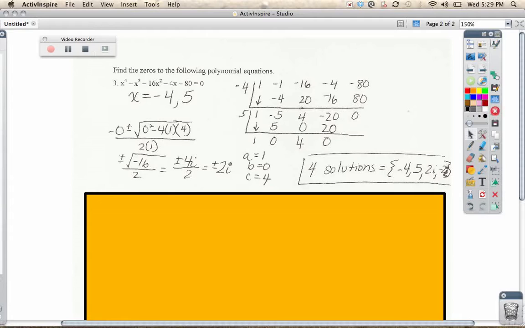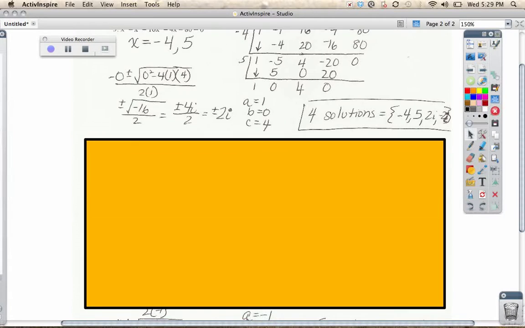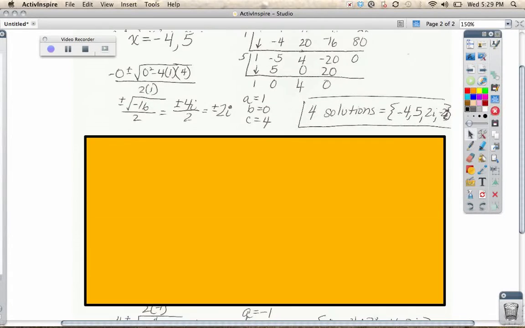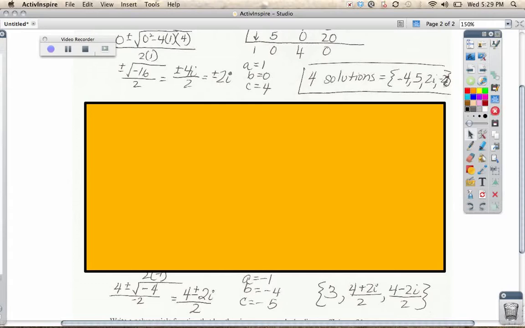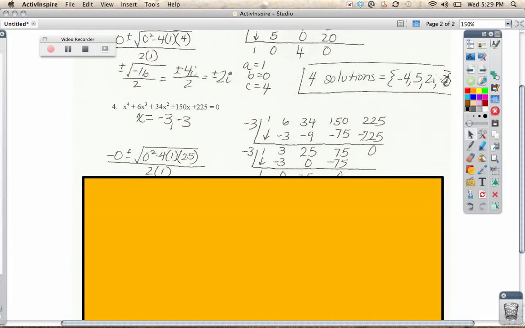So you bring down the plus or minus and you take the square root of -16 over 2, which gives you plus or minus 4i over 2. 4 divided by 2 is 2, so you have plus or minus 2i. So now you have 4 solutions. You have -4, 5, was your original 2, then quadratic formula gives you 2i and -2i. Again, at any point if you need to pause the video, you can.